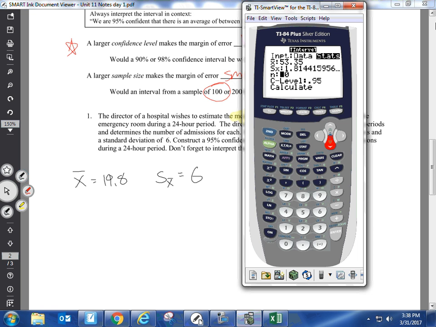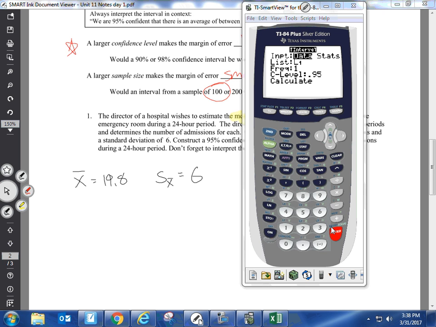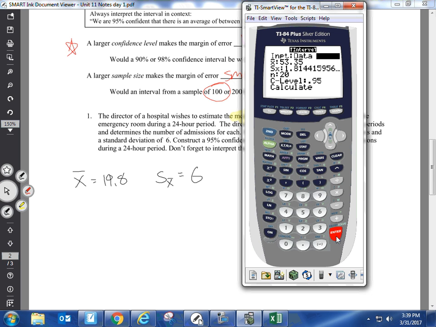Now we're up at the top, and do we have a list of data that we should go into stat edit to type in, or do we just have some statistical information? Yes, we just have some info. So we're going to go to stats, and we're going to type in what we are given: the mean for this sample of hospital stays was 19.8. The sample standard deviation was 6. And they don't ask for DF, they ask for just the sample size.